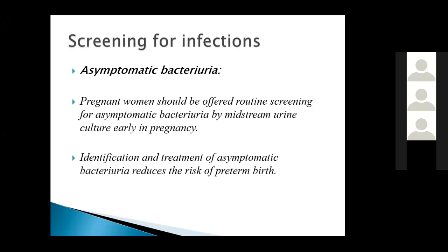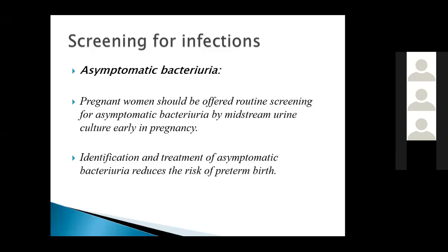As I told you in previous slides, in pregnancy also, most of the time females develop urinary tract infection. Many of them are symptomatic and some of them you may not find symptomatic. So screening for UTI, I mean urinary tract infection, is also important. And for this purpose, we advise the patient to get urine R/E and urine culture done. Pregnant women should be offered routine screening for asymptomatic bacteriuria by midstream urine culture early in pregnancy. Identification and treatment of asymptomatic bacteriuria reduce the risk of preterm birth.